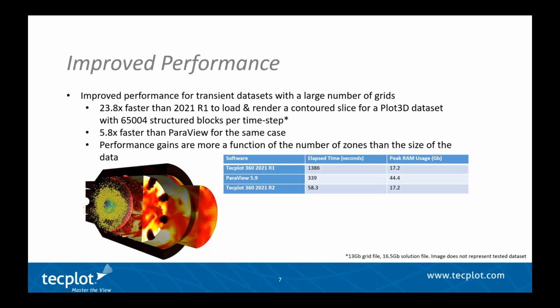Now, a note about this is, this data set was nearly 1 billion total cells, and the performance gains are actually more a function of the number of zones that you have. So if you're a user with transient data and have a very large number of blocks, you're going to see performance gains here. The performance gains really show up after about 16 to 20,000 structured blocks. So if you're under that threshold, you're not going to see the bottleneck quite as much. So with a large number of grids, you're really going to want to download and install this new version of Tecplot 360.